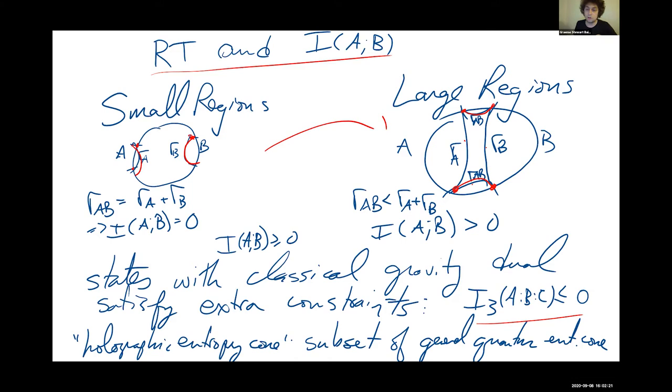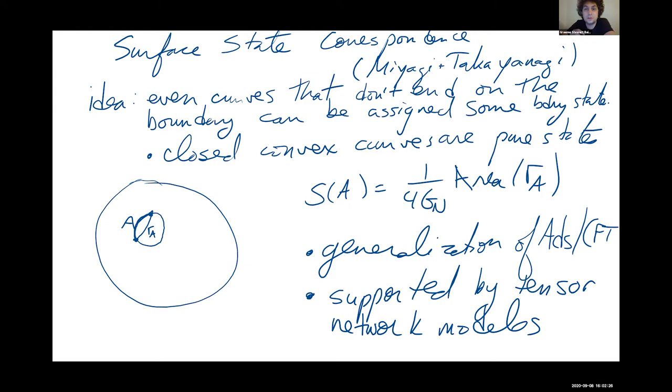The final tool that I'm going to need to use is the surface-state correspondence. This is the idea that even curves that don't end on the boundary can be assigned some boundary state, and you can evaluate some entropy for open curves that lie inside the bulk. The idea here is that closed convex curves are pure states, and all I have to do if I have some open curve in the bulk is compute the minimal area surface closing that curve, and up to a constant, that area is just equal to the entropy.